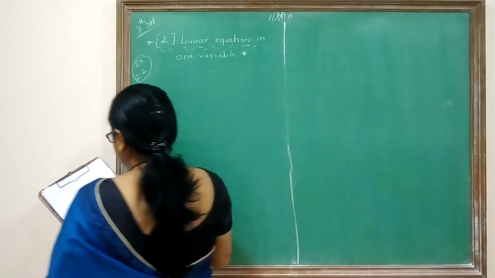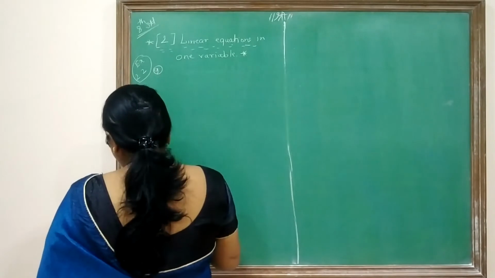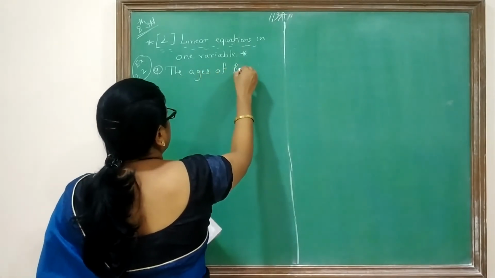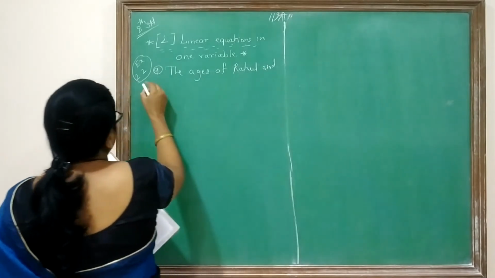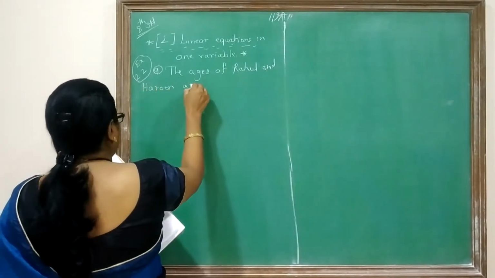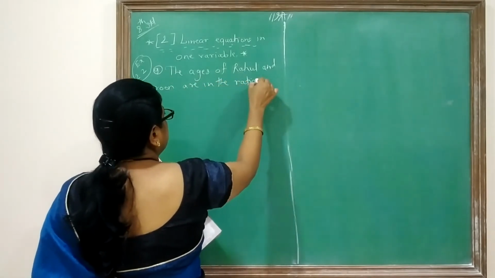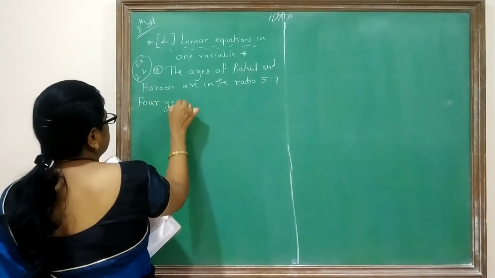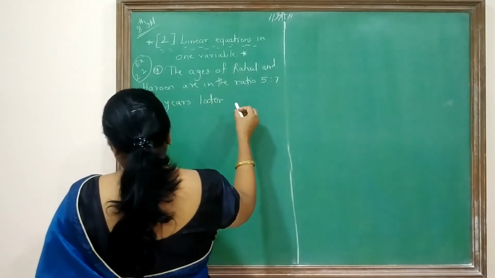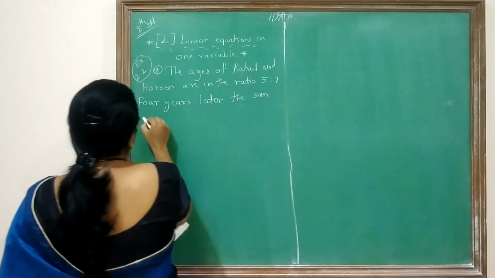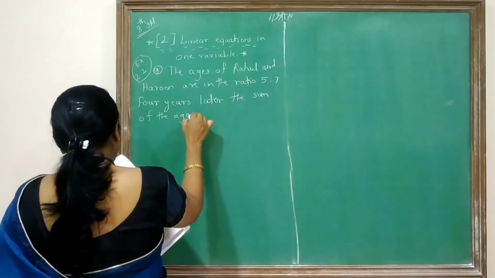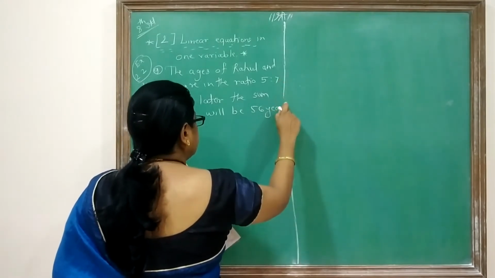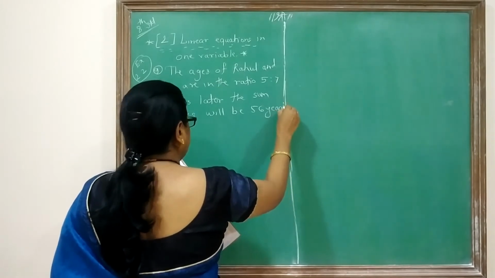Then your ninth example. The ages of Rahul and Harun are in the ratio 5:7. 4 years later, the sum of the ages will be 56 years.